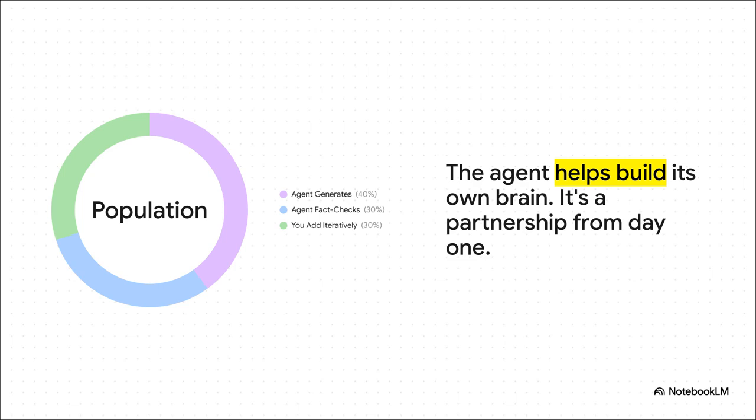Now you might be thinking, do I have to fill this whole thing up by myself? And the answer is absolutely not. This is the magic of the system. The agent helps build its own brain. You can prompt it to generate some initial knowledge, have it fact-check its own entries, and then you just add to it over time. It's a partnership right from day one.